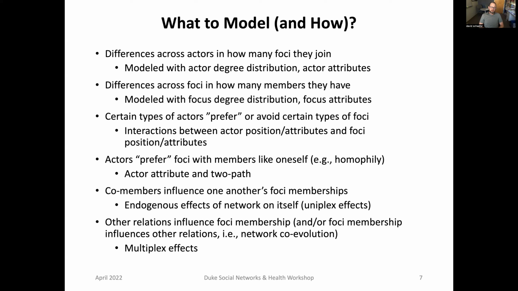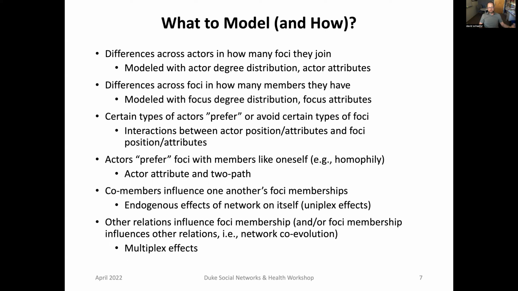If I'm in an activity, are the people I learn about activities from my fellow members? Do I then have a greater likelihood of joining activities that my co-members belong to? So that's a kind of force cycle. We'll see that shortly. And then it could be that other relations influence foci membership, or vice versa. So we might have multiplex effects.